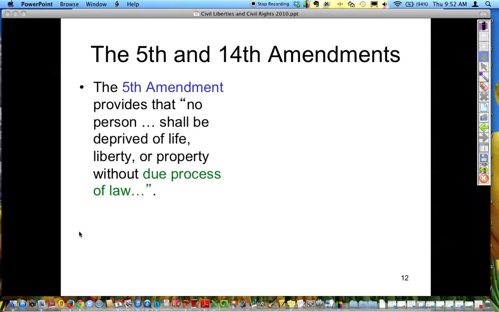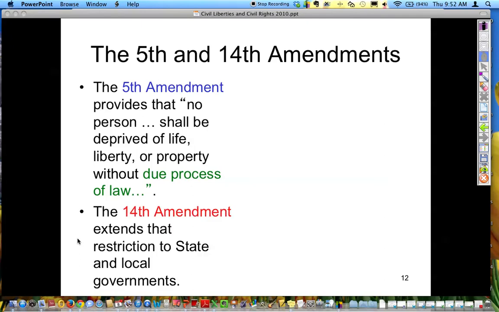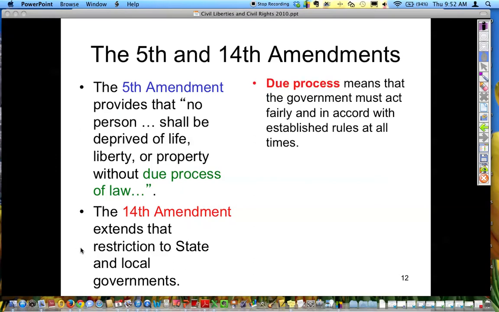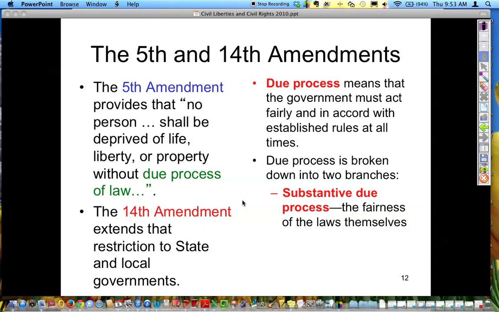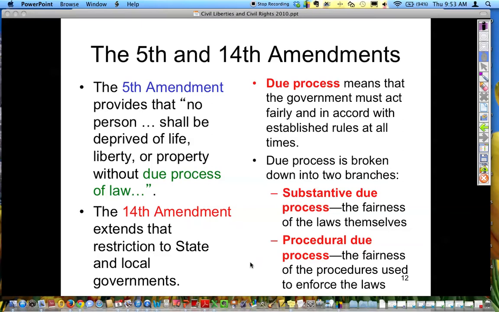and substantive due process. The 5th Amendment provides that no person shall be deprived of life, liberty, or property without due process of law. The 14th extends that restriction to state and local governments. Remember, due process says that the government must act fairly and in accordance with established rules at all times. Due process is broken down into two main things: substantive, which is the fairness of the law itself, and procedural, the fairness of the procedures used to enforce the laws.